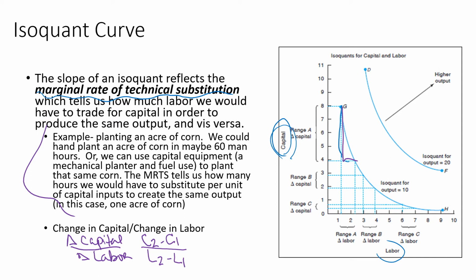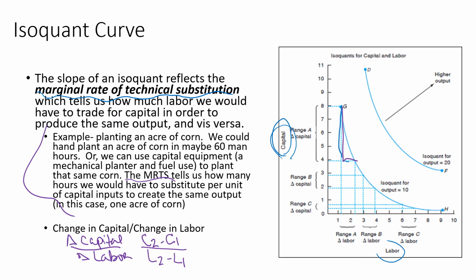So if we're planting an acre of corn, and we're producing, let's say, 175 bushels per acre, we could hand plant all of that corn, and maybe that would take 60 hours, possibly more, to go out there and hand plant that. So that would be labor. Or we could use capital equipment, fuel, machinery, a mechanical planter to plant the same corn. So the marginal rate of technical substitution is going to tell us how many hours can we substitute per 1 unit of capital to create the same output, or vice versa.